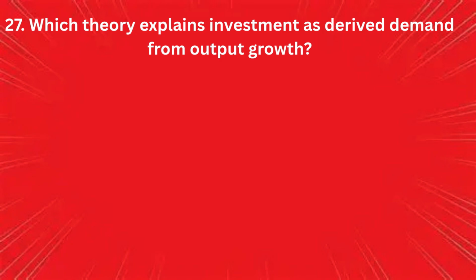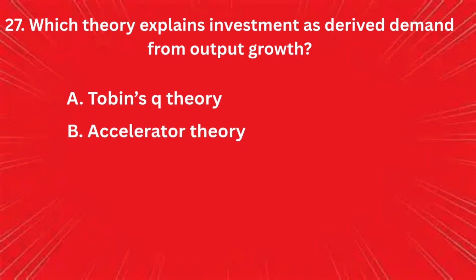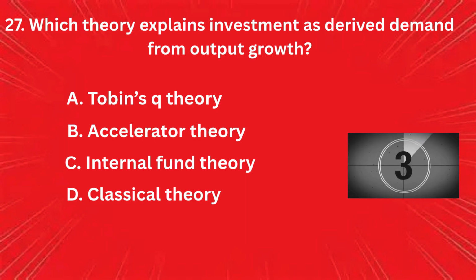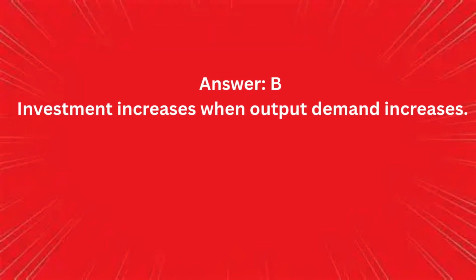27. Which theory explains investment as derived demand from output growth? A. Tobin's Q theory. B. Accelerator theory. C. Internal fund theory. D. Classical theory. Answer: B. Investment increases when output demand increases.